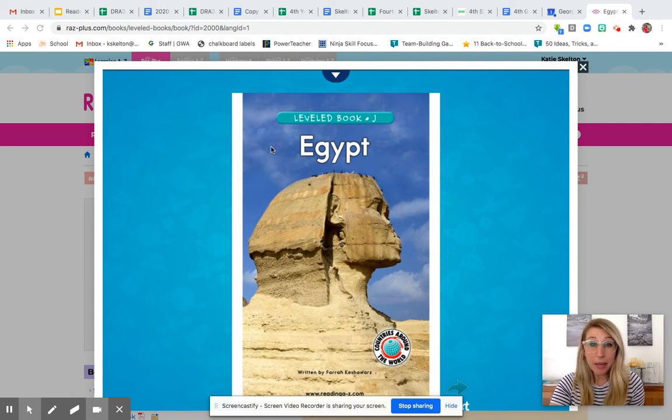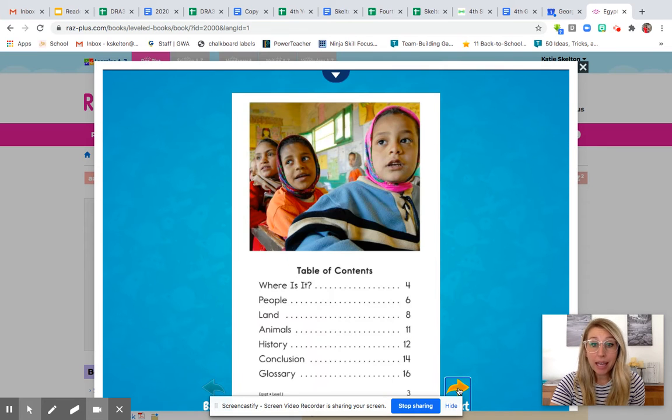Just by looking at my text features, I already know the topic of this book is Egypt. So I know that this whole text is going to teach me about Egypt. A strong text feature we can use as well is our table of contents. The table of contents also gives us the topics of each section in this book. So I know already that this text is going to teach me where Egypt is, about the people that live in Egypt, the land in Egypt, Egypt's animals, and Egypt's history.